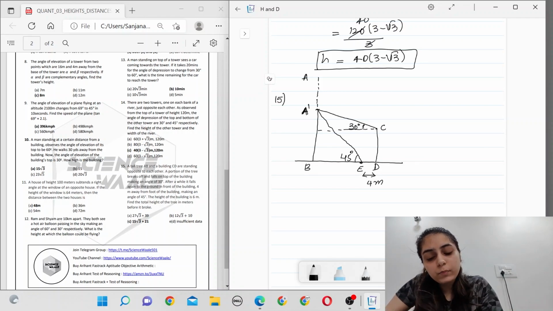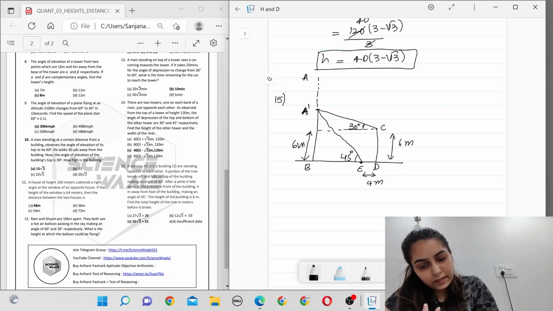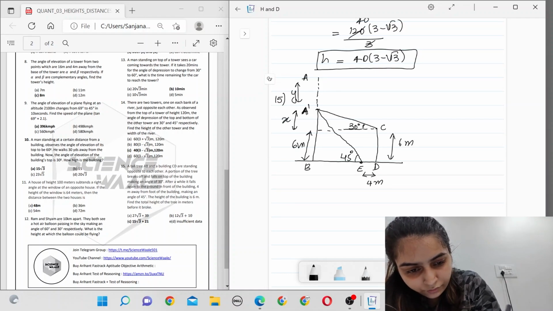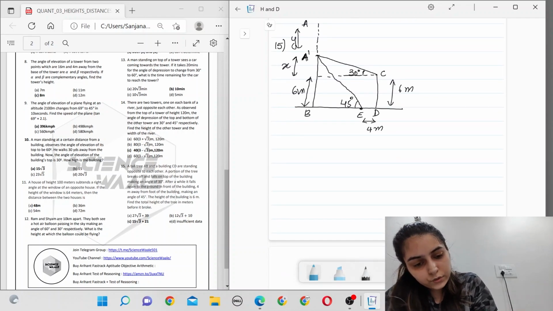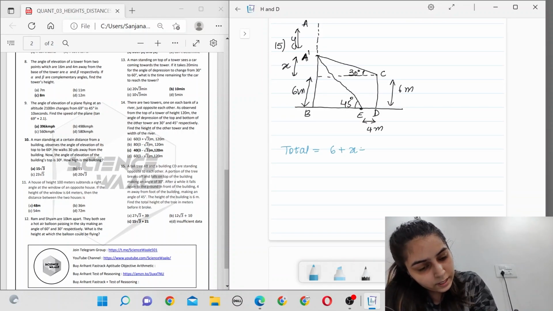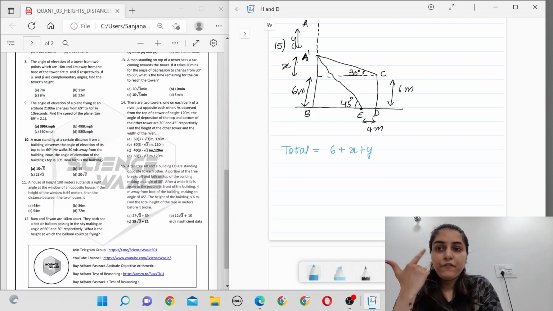They have mentioned that the height of the building is 6, so which means CD is 6 meters. So obviously this is also going to be 6 meters. They have asked us to find the total height of the tree before it broke. So let's assume this portion to be X and this portion to be Y. So first of all, total height of the tree would be 6 plus X plus Y, right? But we need to find out the values of X and Y first, and only then can we calculate the total height of the tree.